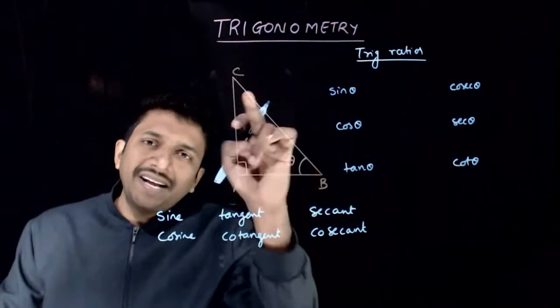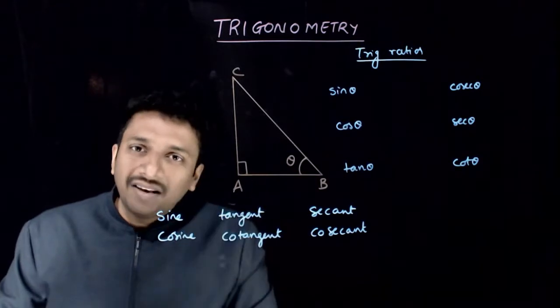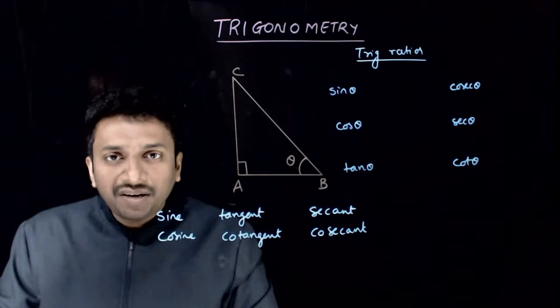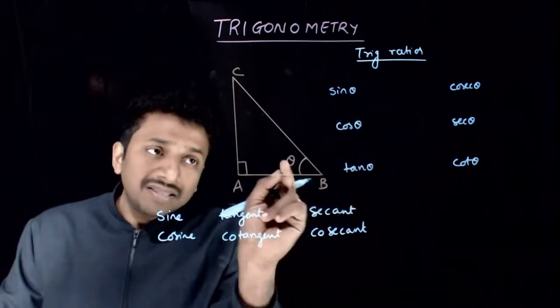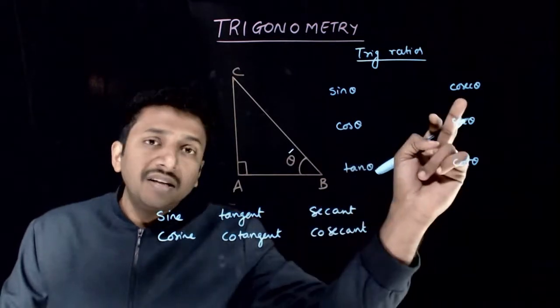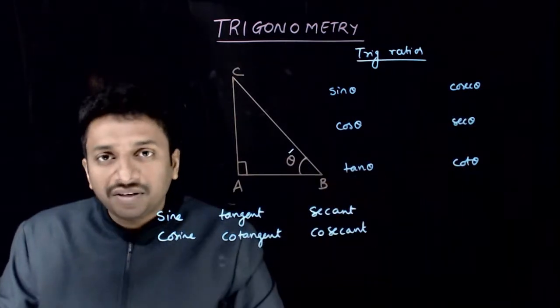So if you take a right angle triangle where one of the angles is theta, for this triangle 6 trigonometric ratios are defined. Those are nothing but sine theta, sine of this angle, cos of this angle, cos theta, tan theta, cosecant theta, secant theta, and cot theta.